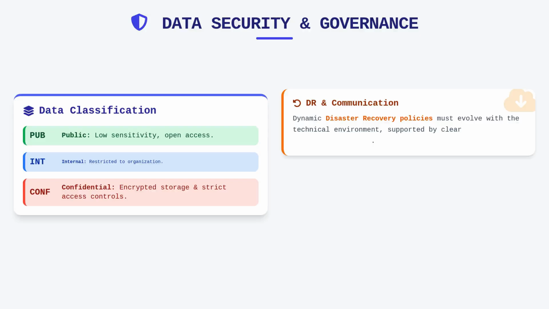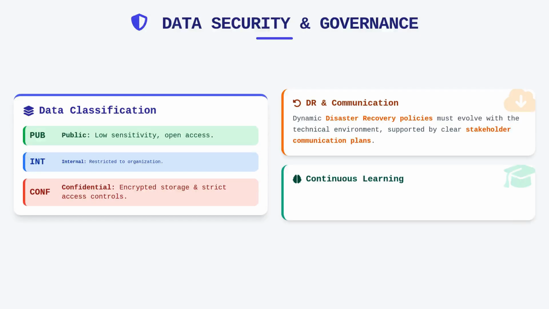Disaster recovery policies must be regularly updated to reflect changes in your technical environment, while stakeholder communication plans ensure that all relevant parties understand their responsibilities during an emergency.